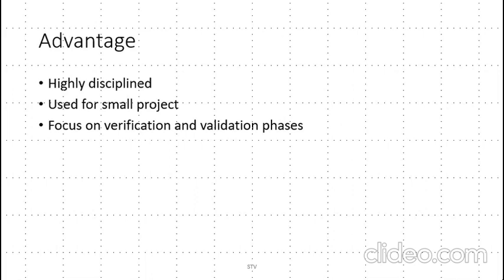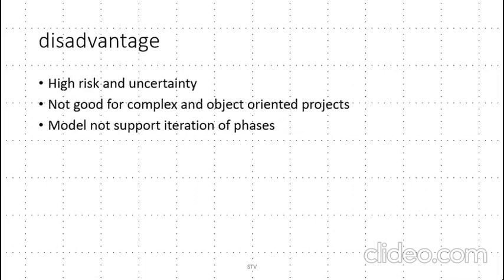And the disadvantages of the V model: high risk and uncertainty. It is not good for complex and object-oriented projects, because everything goes in a sequential manner. We go for requirements, then system design, then high-level design or architectural design, and many more. So it is not suitable for projects where requirements are not clear, because first of all we gather the requirements, and it contains a high risk of change.